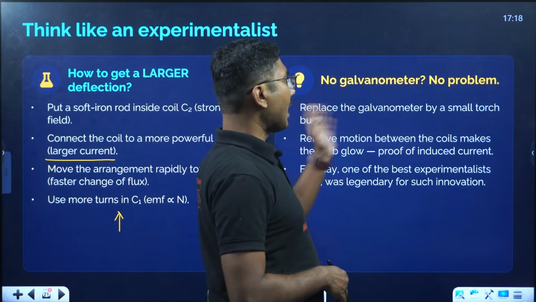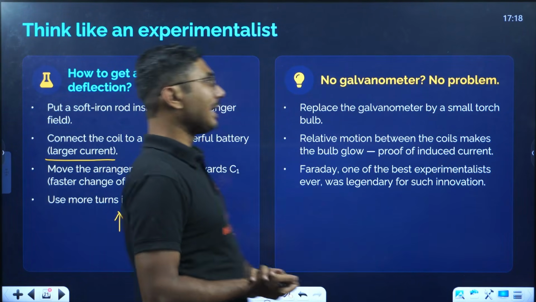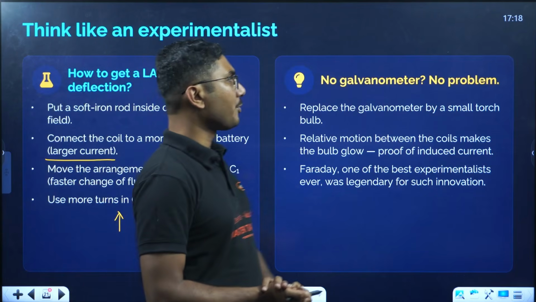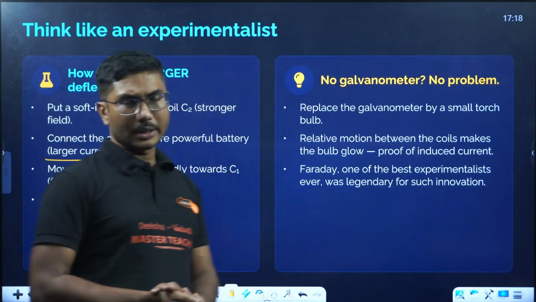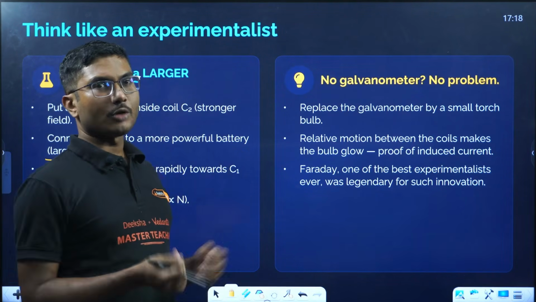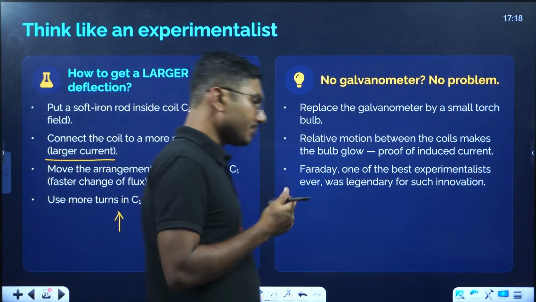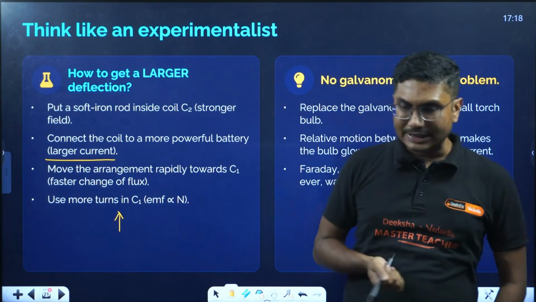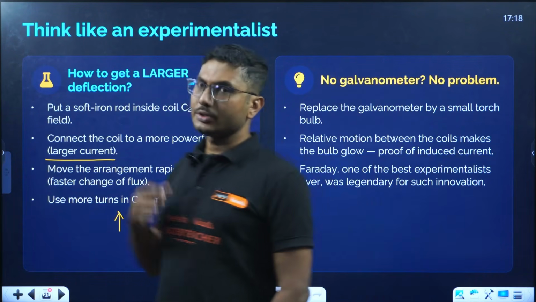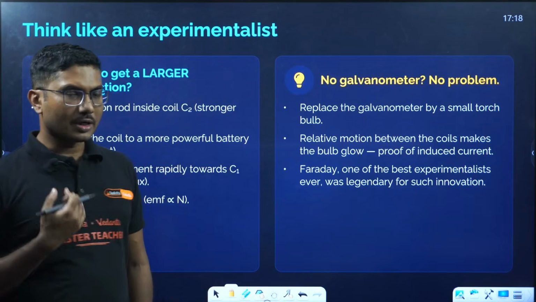No galvanometer, no problem. Now if you remove the galvanometer, what happens? Replace the galvanometer by a small torch bulb. Now torch bulb, many of you may not have seen it. It is almost not super common nowadays.